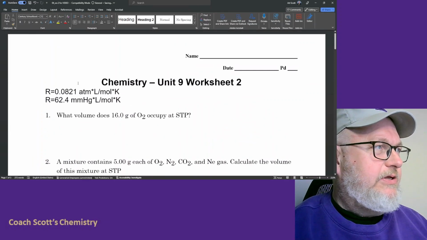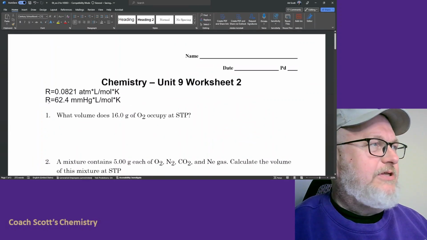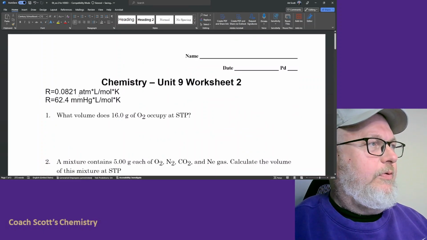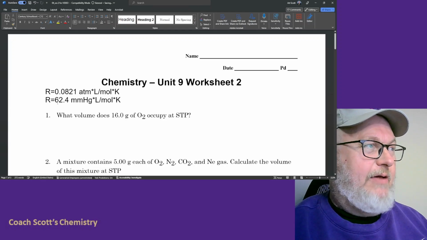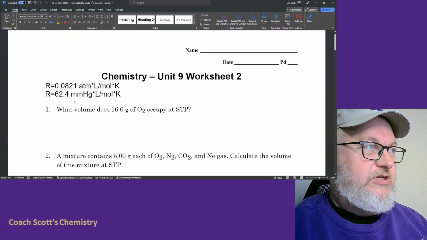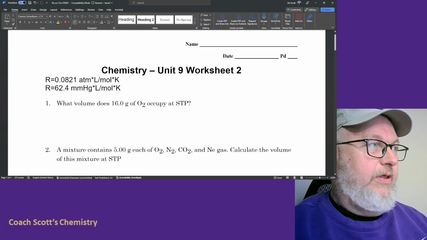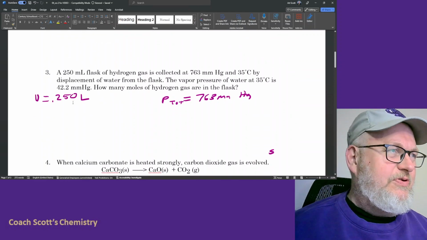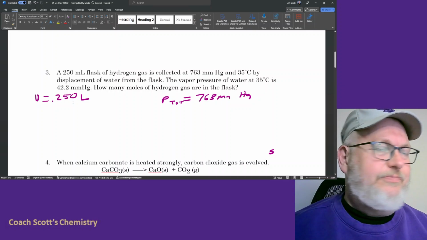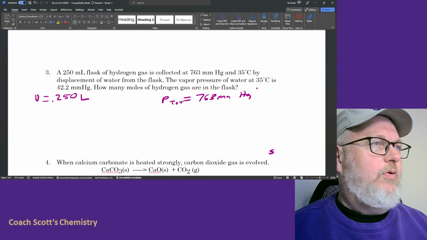And if you did what I asked you to do, write this down at the top of your sheet. If we were in atmospheres, we'd use this for the gas constant. We don't have atmospheres. We're going to use this one, 62.4, because that's what we're dealing with now, in millimeters of mercury. And I don't want to convert to atmospheres. It's a hassle. Don't fool with it. All right? So that's my gas constant.